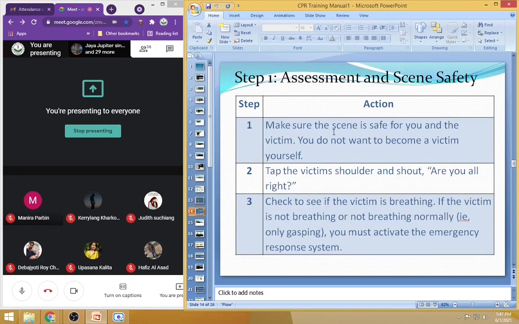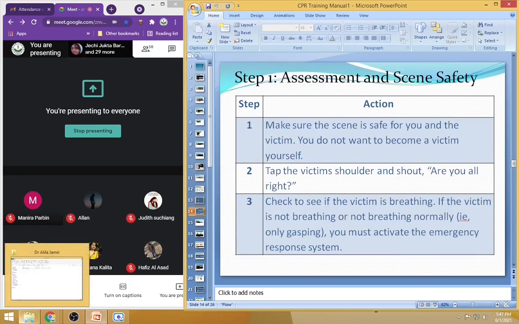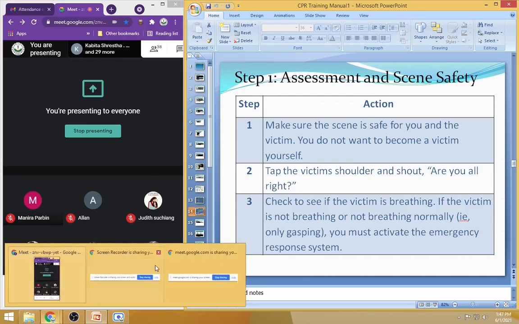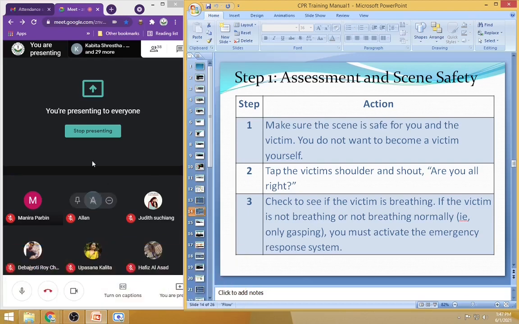Then next is make sure the scene is safe for you. Suppose somewhere there was an earthquake, or an electric shock, or a leakage, and then someone became unconscious. The first thing we have to remember is assessment and scene safety. That is, we have to make sure that the scene is safe for you and the victim.